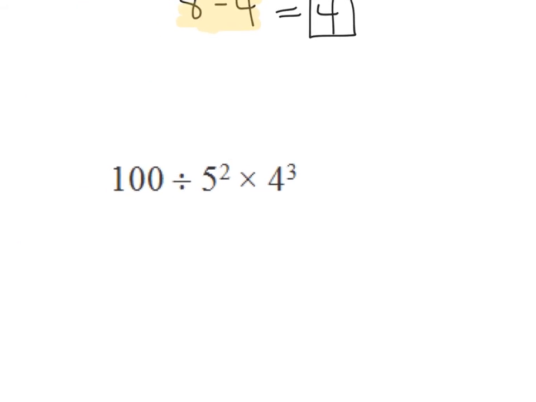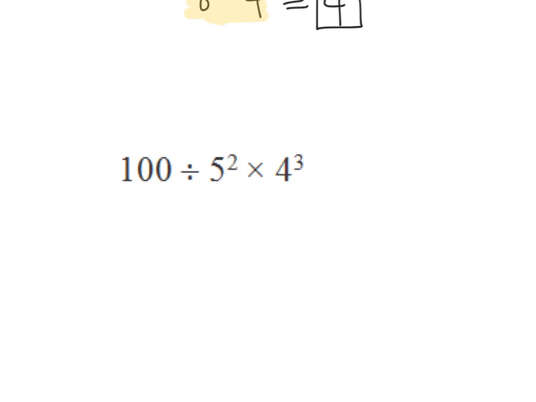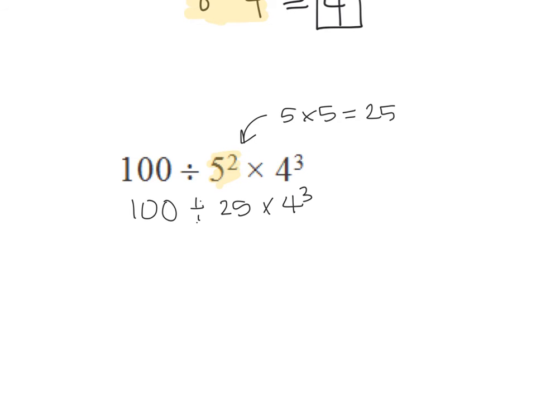So let's go to this one. We have 100 divided by 5 squared times 4 to the third power. So the first thing I'm going to ask myself is, is there any parentheses in this one? And the answer to that is no. But I do have an exponent. I have another one too, but I'm going to deal with the first one first. So I have 100 divided by, this would be 5 times 5, which is equal to 25, times 4 to the third power.